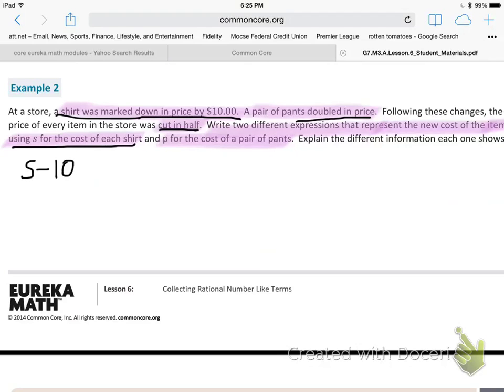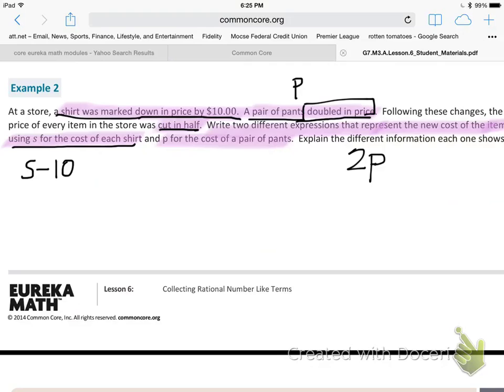Okay, so that's price of the shirt minus 10. Now the pair of pants was doubled in price. So if the price of a pair of pants is P, then doubled in price would be 2P. Okay, so this is the situation we had before the drastic cut in half.